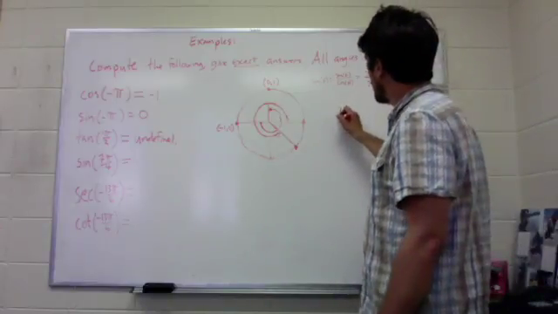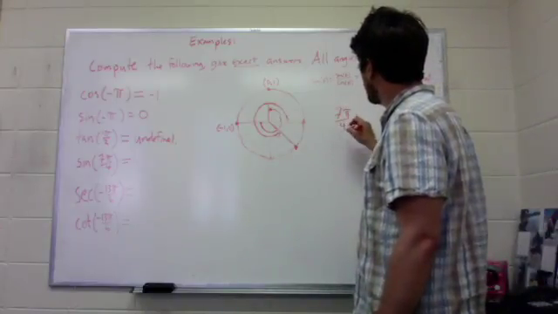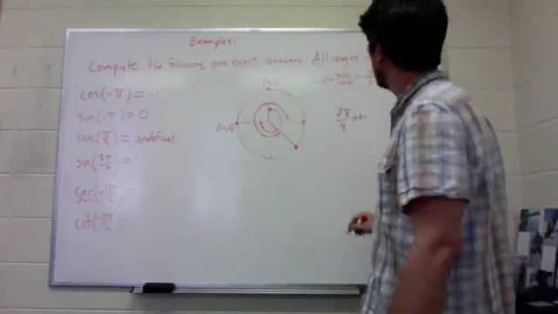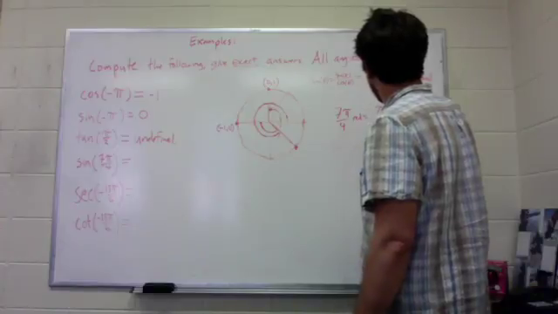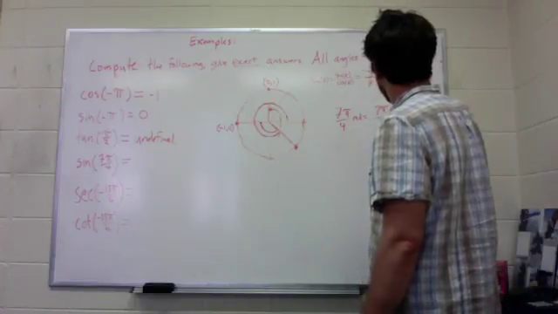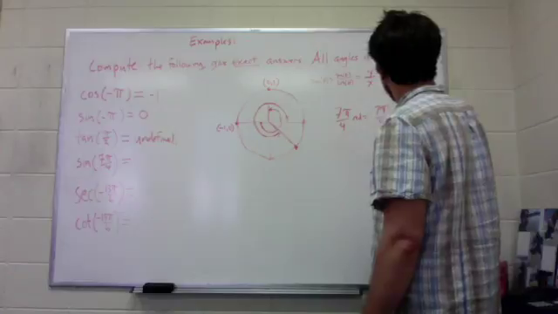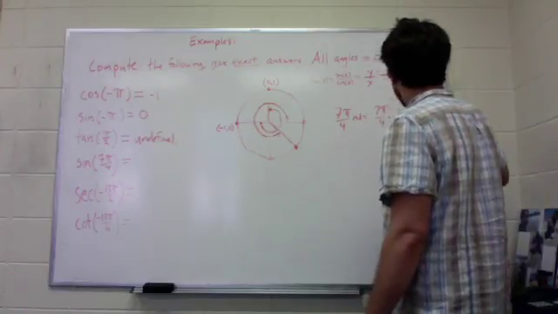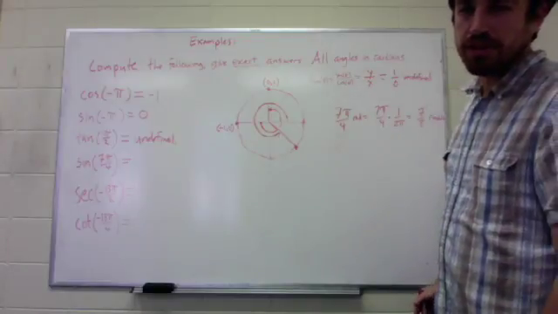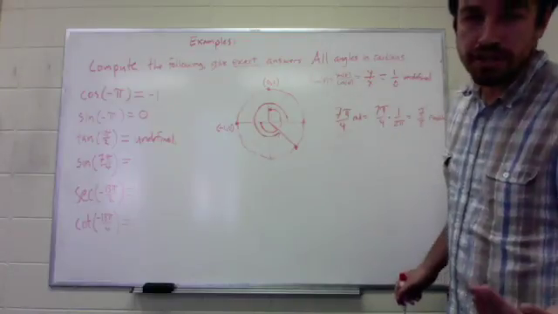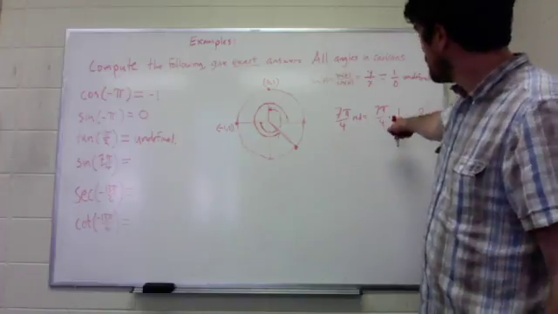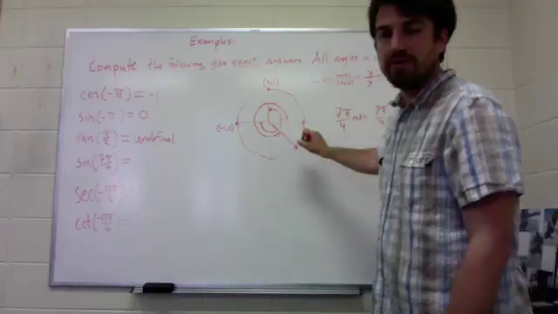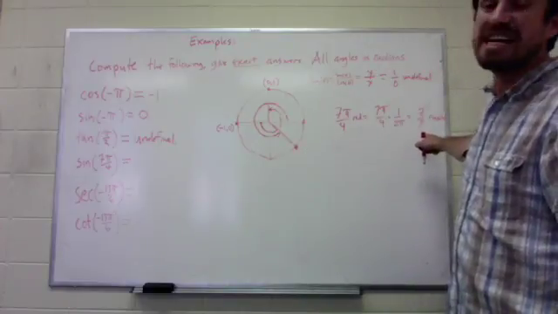In other words, 7 pi over 4 radians is equal to 7 pi over 4 times 1 over 2 pi, which comes out to 7/8 of a revolution. So if you make the conversion from radians to revolutions by multiplying by 1 over 2 pi, that tells you how much of the circle you have to traverse. Here we see that we traverse the circle 7/8 of the time.